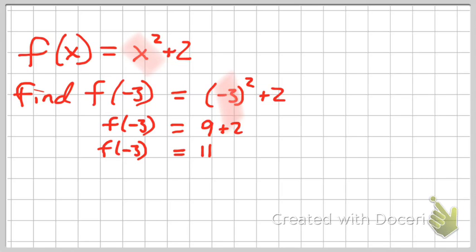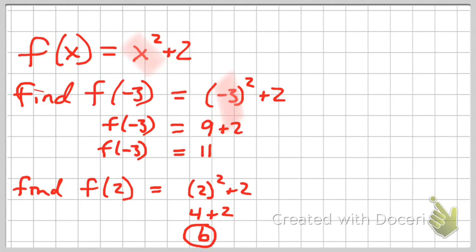In whatever the question is, find f of negative 3, you put that number in and do some arithmetic. So now I want you to find f of 2. What you should have done is put a 2 in and do a little arithmetic and get an answer of 6. Yes, sir? F of x isn't always going to be x squared plus 2, right? No, it's going to change every time.